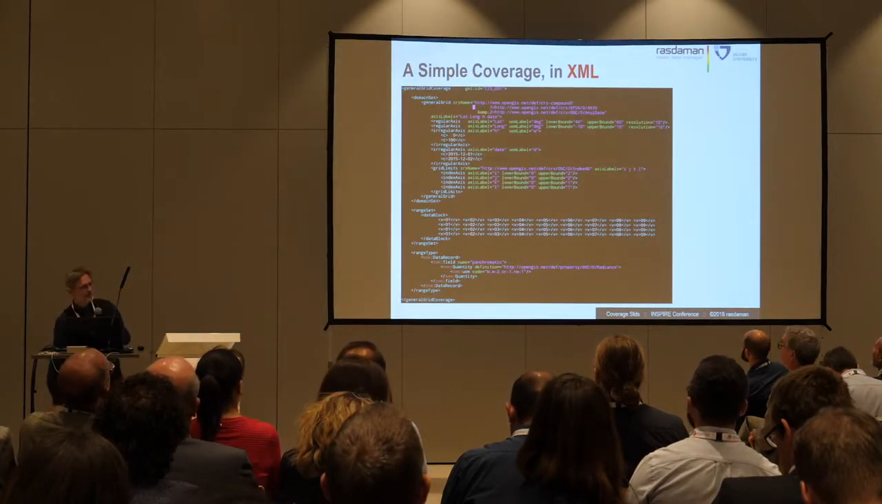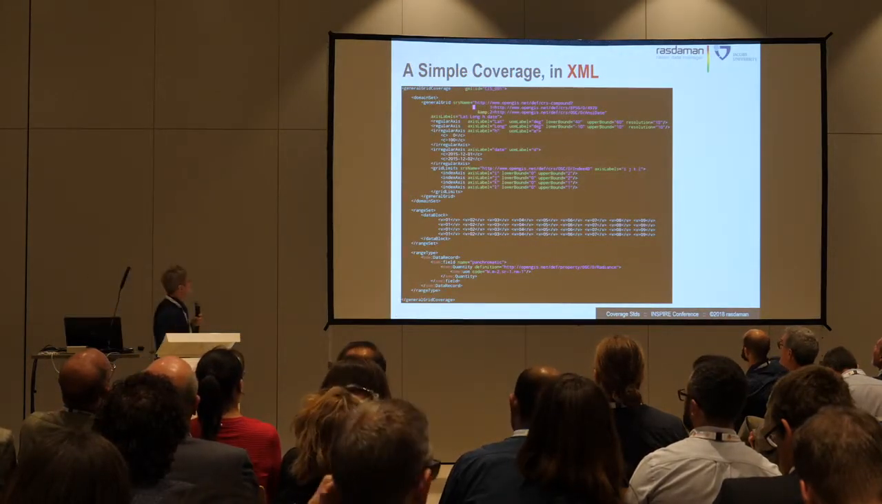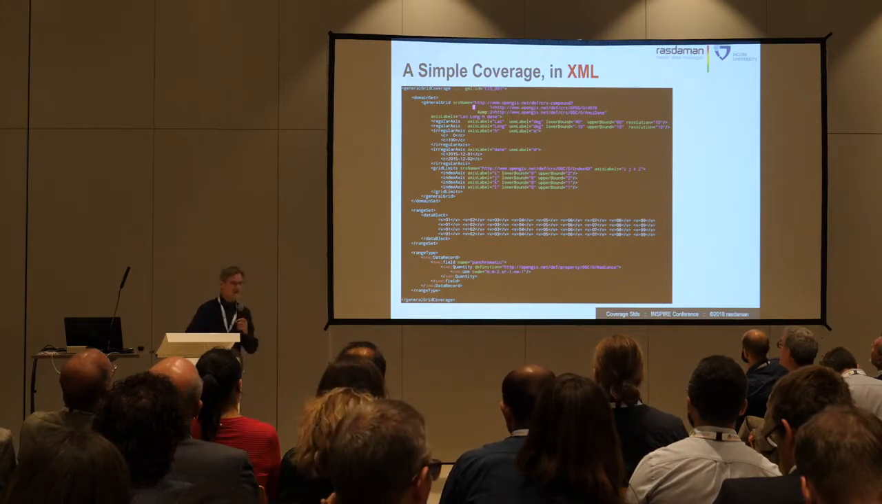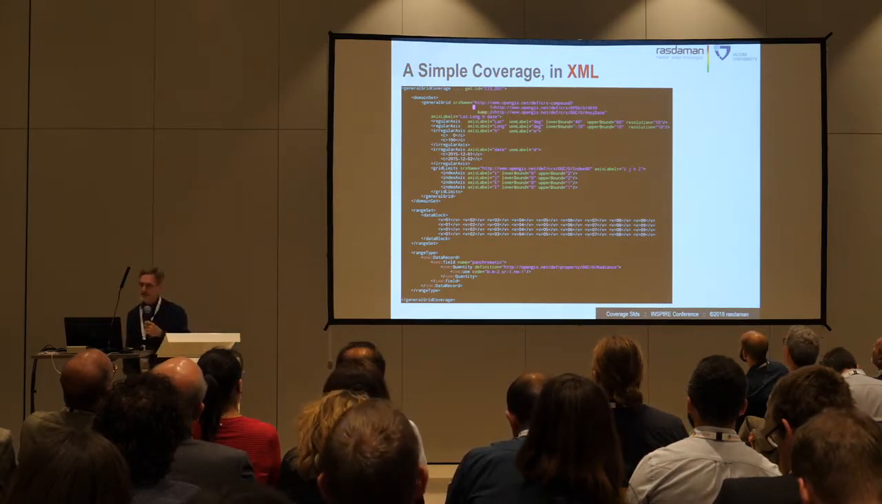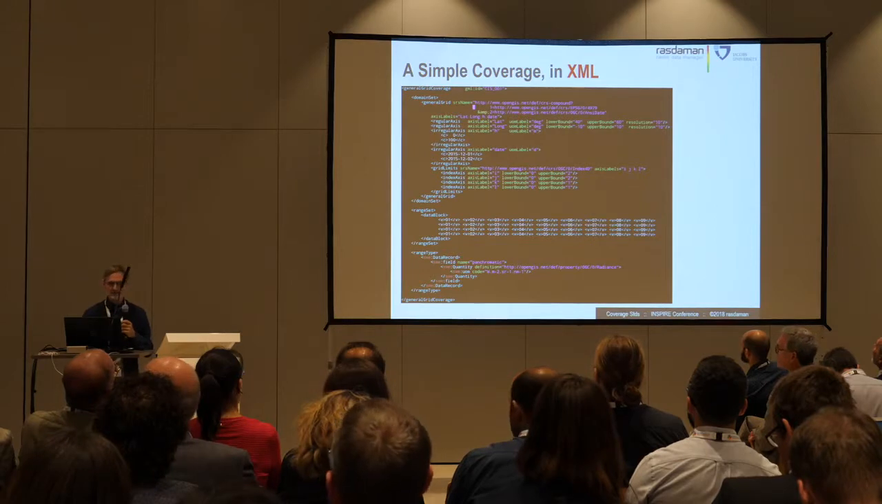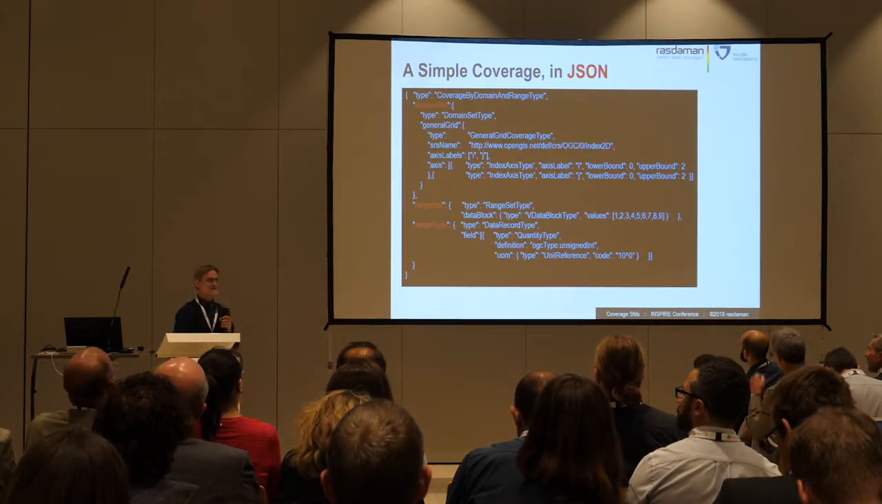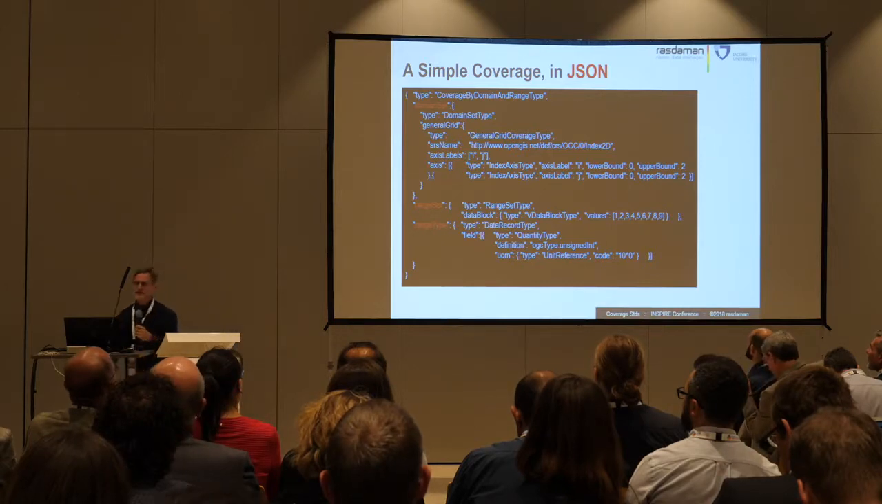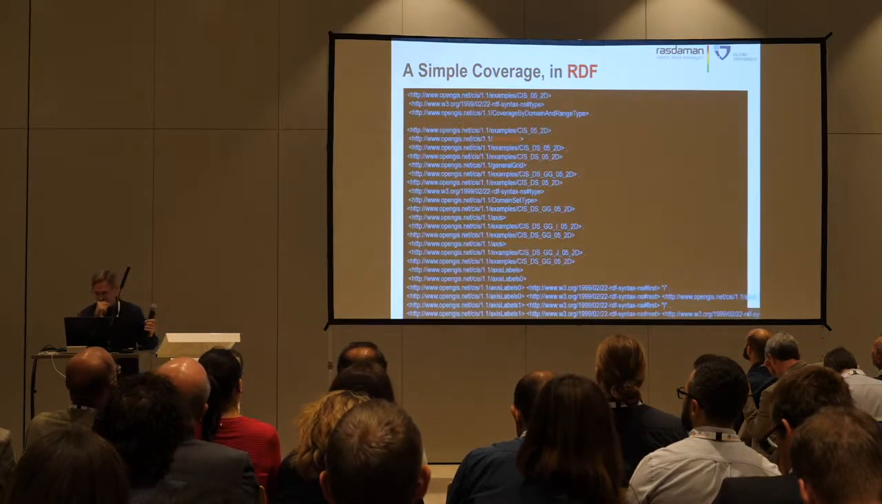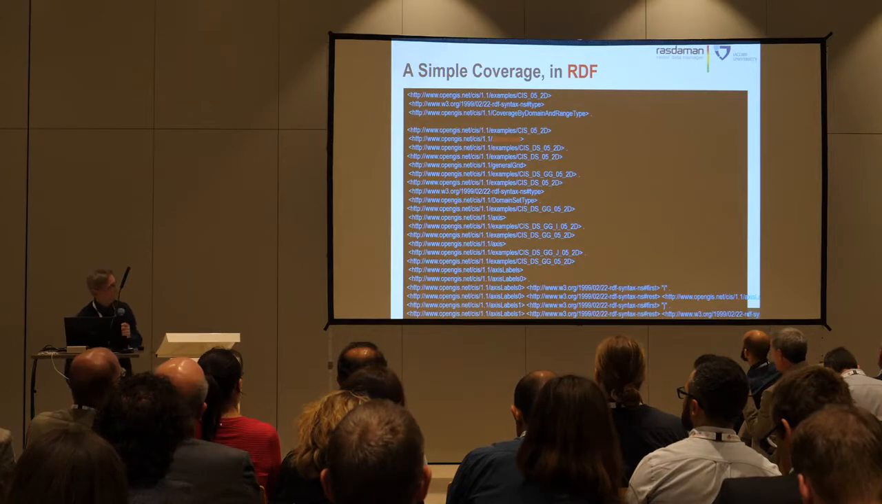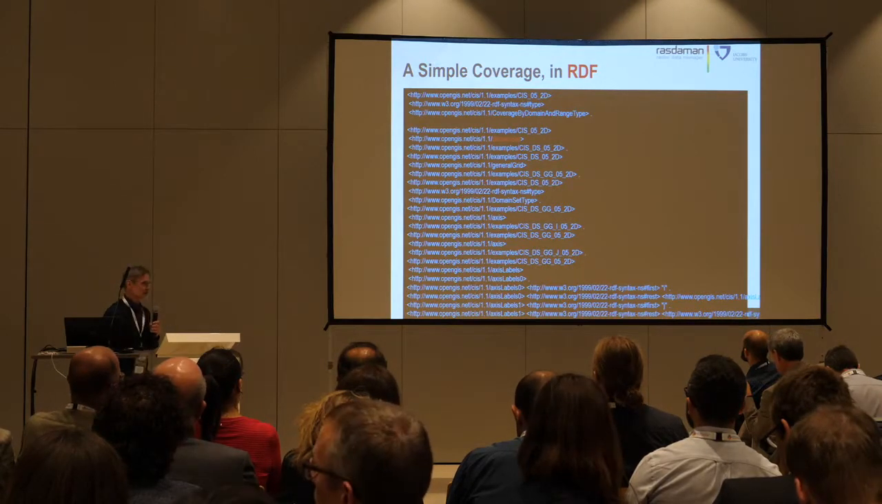Okay, now if you want to encode it, some people like XML, it would look like this one. If you are not so much into the angles, but you more like curly braces, maybe this is what you like. And if this is still not what you expect, maybe you like triples and you like large sets of triples, then you can do the same thing in RDF.